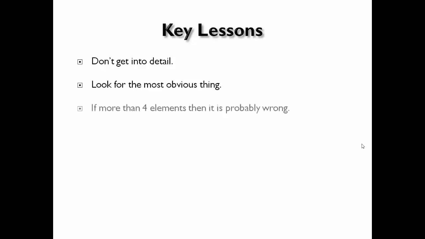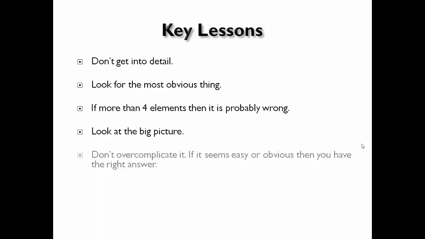Very, very obvious. If there's more than 4 elements, then it is probably wrong. So if you're talking about more than 4 things, then it is wrong. Look at the big picture. So look at what is happening overall. It is called an overview. What is happening on a big scale, not looking at details. Don't overcomplicate it. If it seems easy or obvious, then you have the right answer.